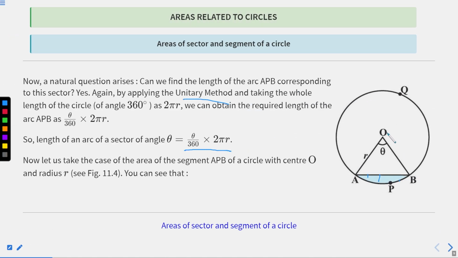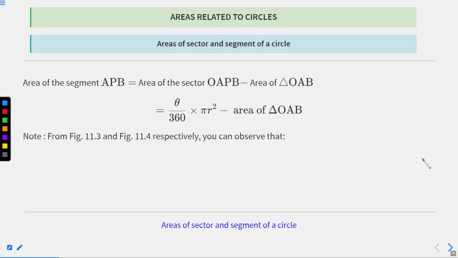So now we need to find the area of this triangle OAB. How can we find the area of triangle OAB? We know the formula for finding the area of the triangle. So basically we have to use the concept of area of a triangle.